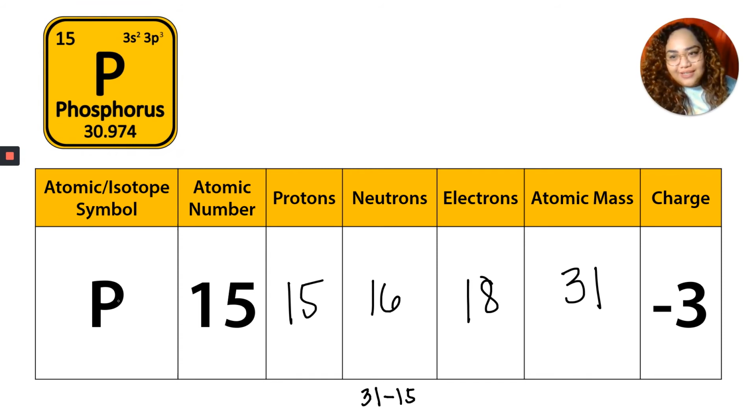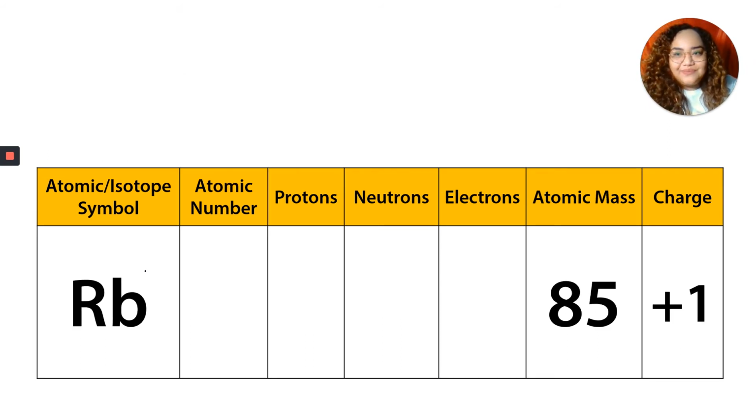So if you're going to write the isotope symbol, it would look like this. Phosphorus has 15 protons, so therefore its atomic number will be 15. Its atomic mass will be 31, and its charge will be negative 3. So that will be its isotope symbol. Okay, what about the next one?